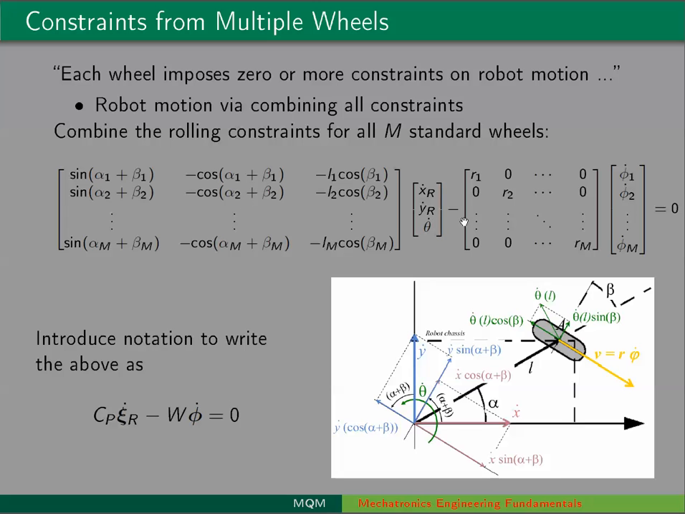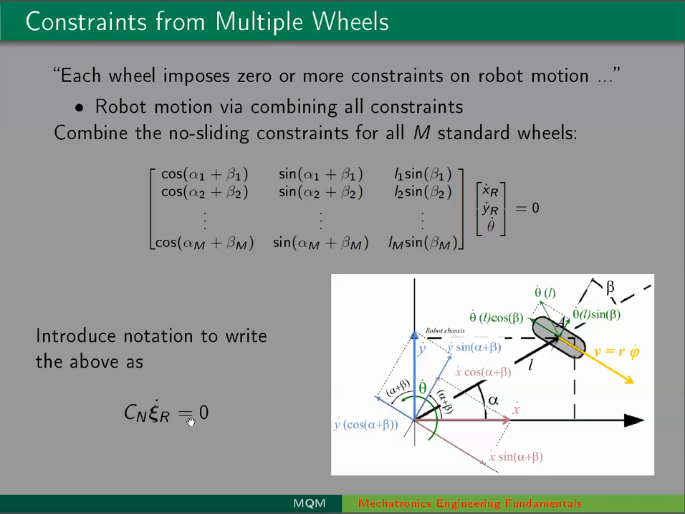And so instead of these matrices, we'll introduce this notation. So this matrix we're going to call C sub P, and then psi dot R we introduced in the previous slide. The matrix of the wheel radii is W, and then the vector of the wheel speeds is phi dot. So you can see the difference. This is a bold symbol, and this is not bold. So bold indicates that it's a vector. So C P and W are matrices, and then psi dot and phi dot are vectors. So psi dot and phi dot are in bold.